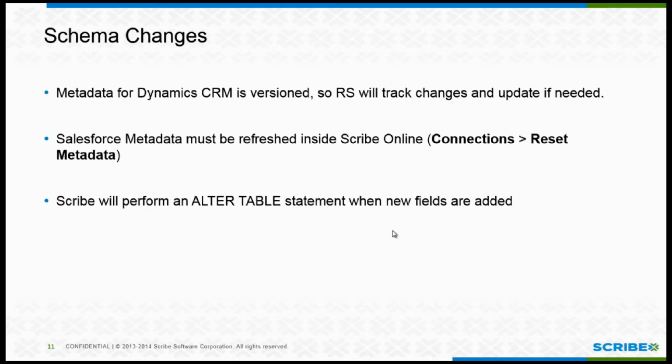And how do you do that? So from the connection screen, you'll just select your connection. There's a button to reset the metadata. And then Scribe's going to go out to that table. It'll actually alter the table, add the column.